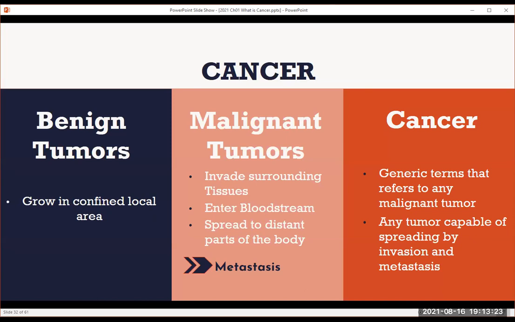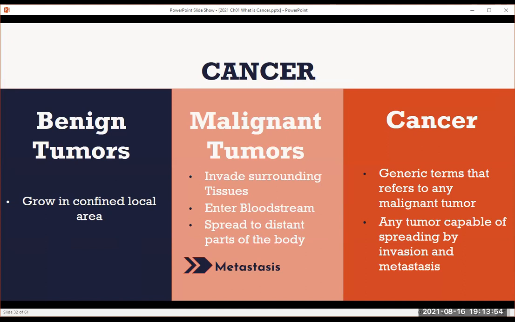You're going to come across these terms when we're talking about cancer. You're going to come across benign. A tumor is an abnormal growth of cells, but if it's benign, it's going to be confined to its local area. It may not even be life-threatening. Some of the benign tumors can be taken care of surgically or by other methods, and the survival rate for that individual could be pretty good.